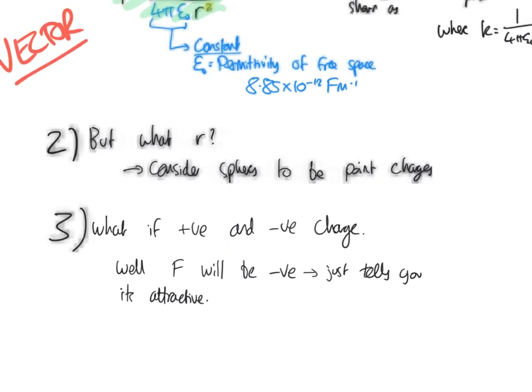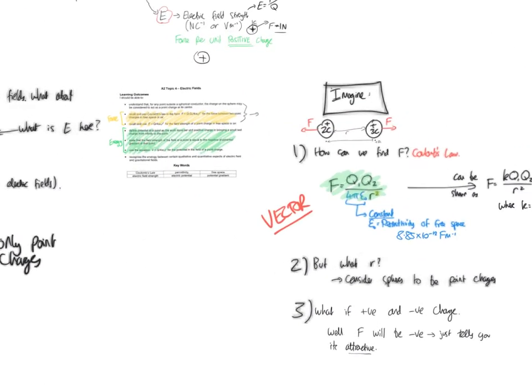What if we have a positive and negative charge? Good question, I hear you ask. Well, that's going to give you a negative force if you put that into the equation. Don't worry, all that's telling you is that they are attractive. If you get a negative answer, it tells you the two forces are acting towards each other and they're attracting. You'd only get that when you have opposite charges. If you have two negative charges, obviously the two negatives multiplied together will give you a positive, showing you that they're repelling.